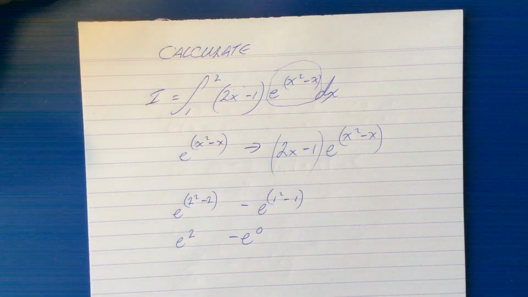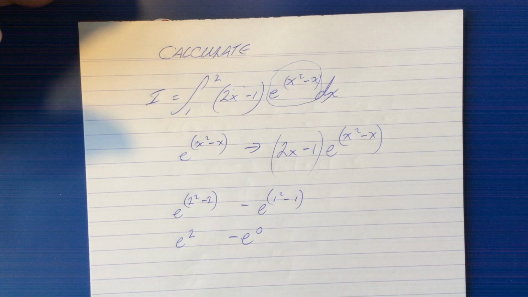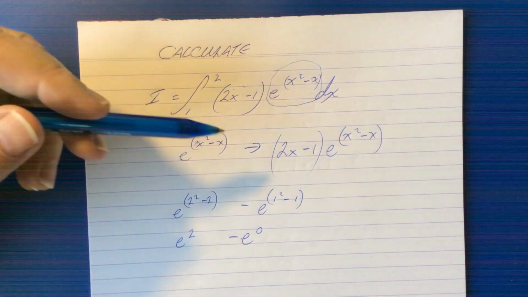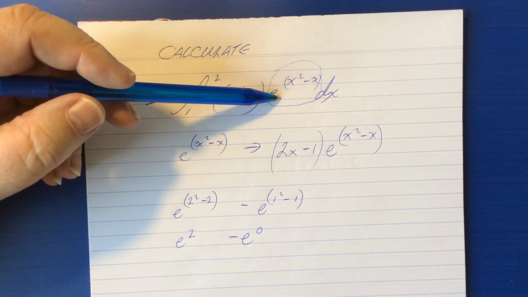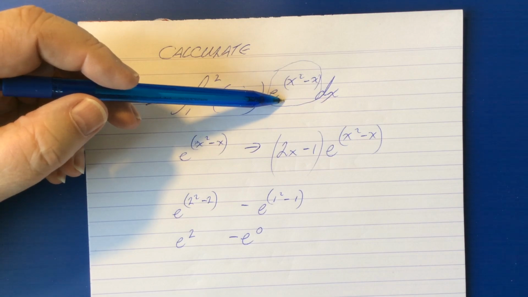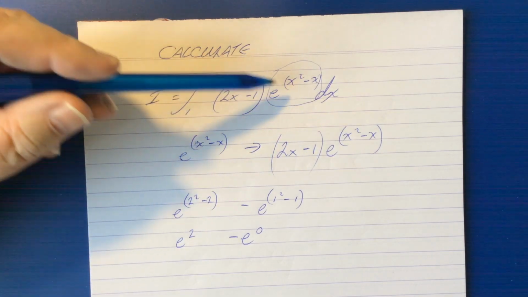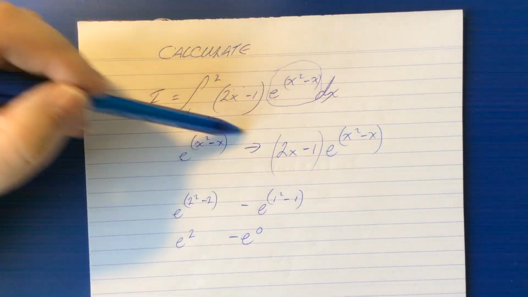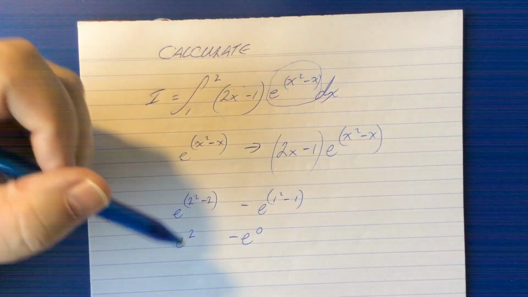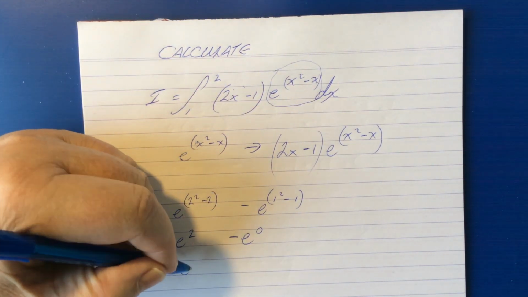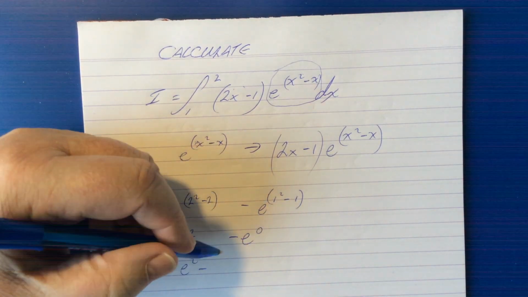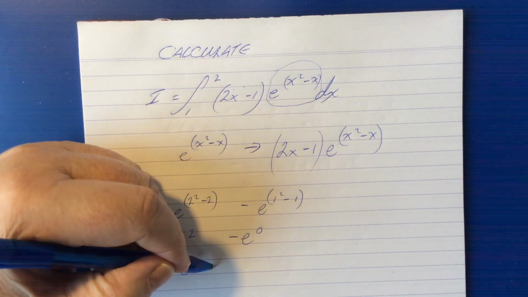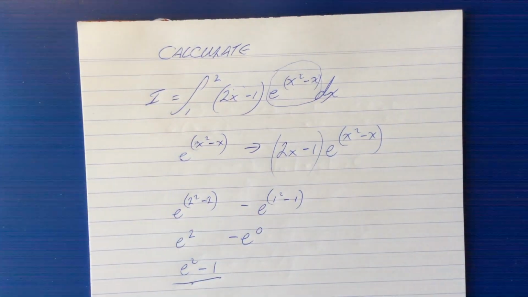What looked fairly challenging is in fact remarkably simple, if you recognize this and the process that was gone through to get the whole integral. Anyway, the result is e squared minus 1. Anything to the power of 0 except for 0 is 1. That is our answer. Quite straightforward.